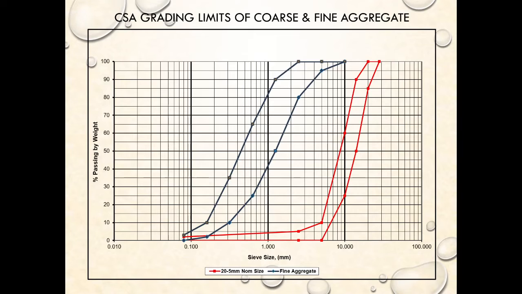This slide shows the graphical representation of the grading limits for the coarse concrete aggregate, the 20 to 5 millimeter size range, and for the fine concrete aggregate, 10 millimeter down to 0.08 millimeters. This is an Excel plot. You may have used that last year, or you may have just plotted them manually on a grain size distribution form that was presented to you in your lab.